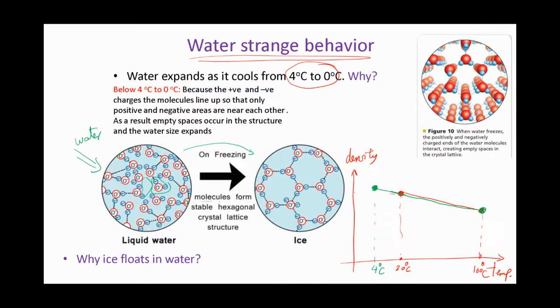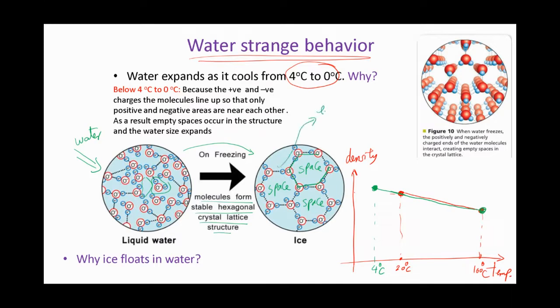Okay, so these molecules will form a stable hexagonal crystal structure. And because of this shape, there is a big distance between the molecules. Look at the distance in the center of this crystal, there is a big space. So the space between the molecules in the crystal will cause the whole volume to increase.